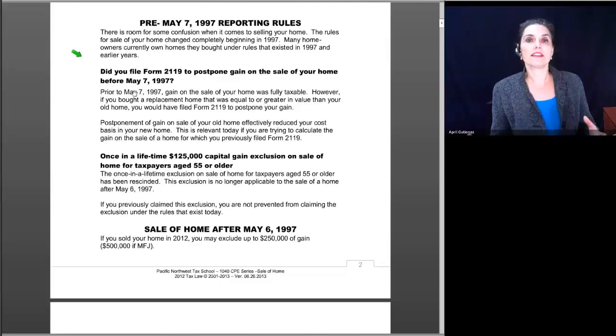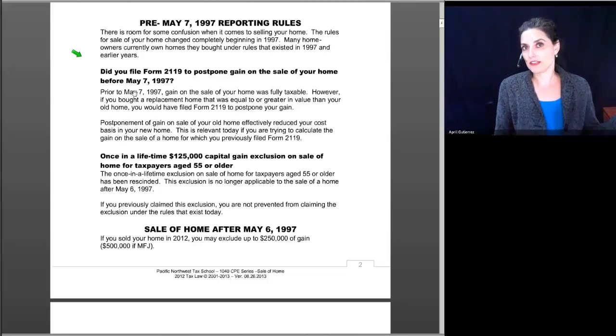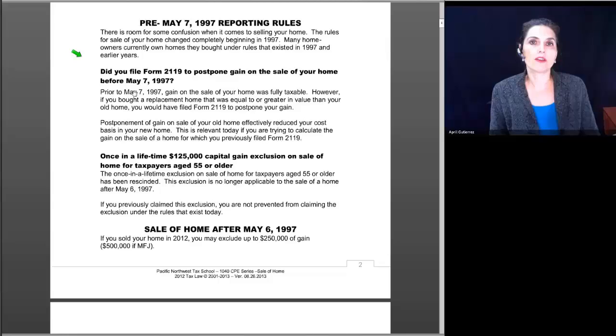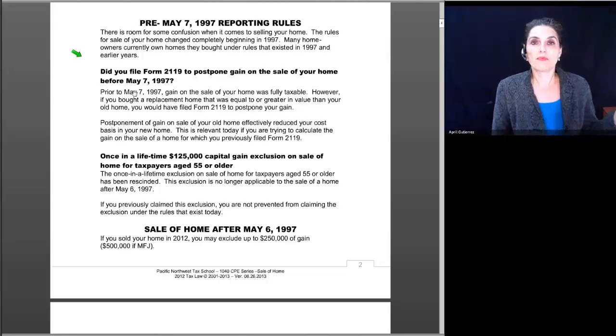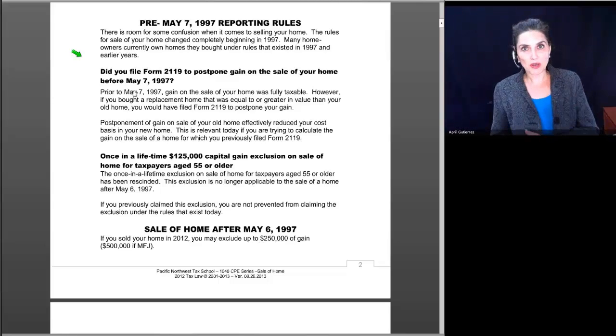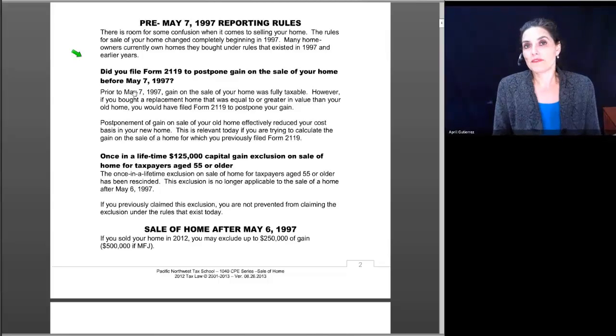And under those rules of that time, what you could do is you could sell your home, and if within 2 years you purchased a home of equal or greater value, then you could defer paying tax on any gain from the sale of the original home. And people did that by filing a form called 2119. And the thing is that although 1997 seems like a long time ago now, it's not going to be that hard to find people who've been in their homes since before 1997. And if you did purchase your home before 1997, and then you purchased that home after selling another home, and when you sold that other home, you filed 2119 when you bought the new home, then you have a situation where you have someone who has a deferred gain.